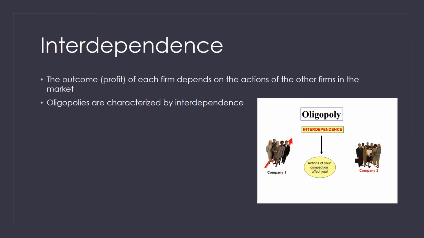But in oligopolies, we have a situation where there are multiple firms, so what one firm does will affect the profit and output of the other firms potentially. So we have this interdependence where they affect one another. And we'll get into that a lot more in the next couple of videos.